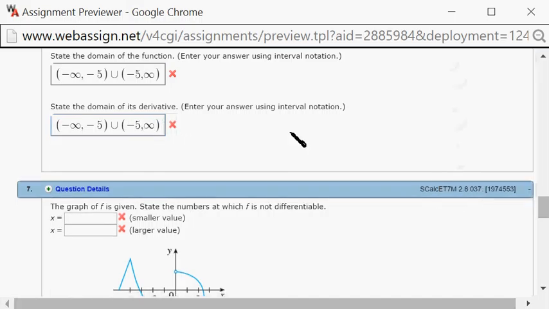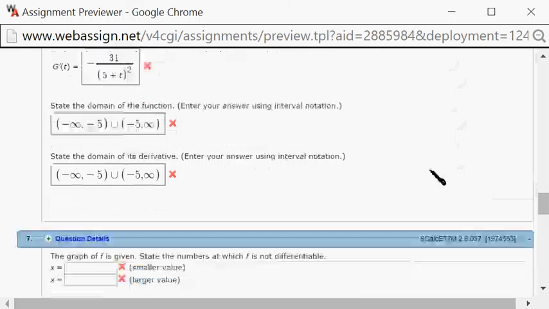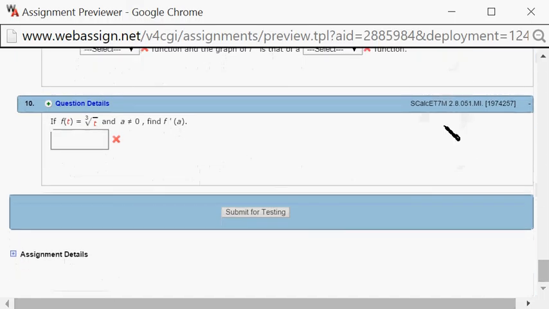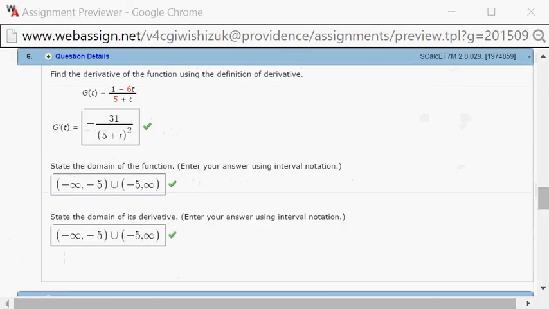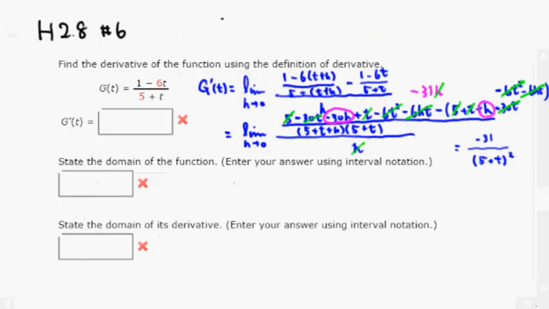Alright, so let's double check. Submit for testing. I came back and it looks like we got this one correctly. Alright, that's it. I hope that this was clear.